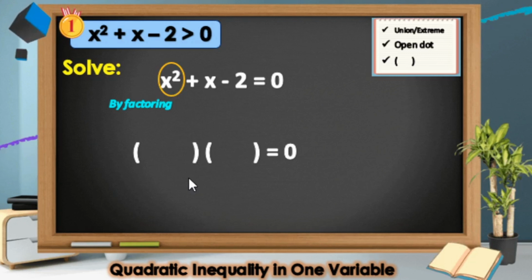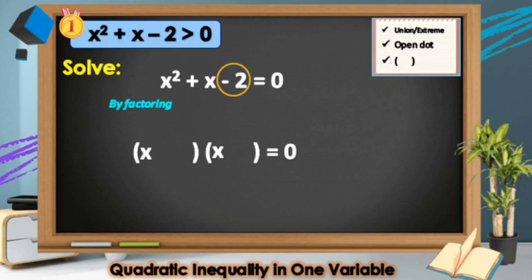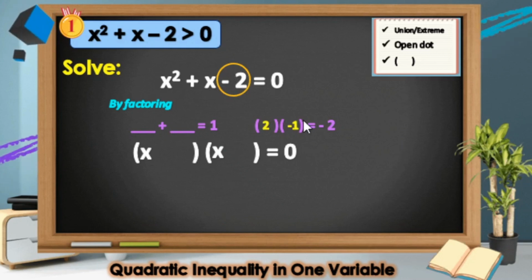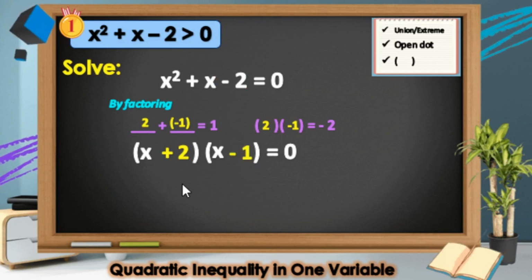So, titingnan natin yung first term which is x squared. So, ang x squared, ang factor niya ay x times x. And then, yung negative 2, titingnan natin anong factor ng negative 2 na kapag in-add natin ay positive 1, which is yung value ng b. And kapag minultiply natin ay negative 2, which is yung ating value ng c. So, we have 2 and negative 1. So, 2 times negative 1 is negative 2 and 2 plus negative 1 is positive 1. So, therefore, ang kukumpleto sa ating binomials ay positive 2 and negative 1.